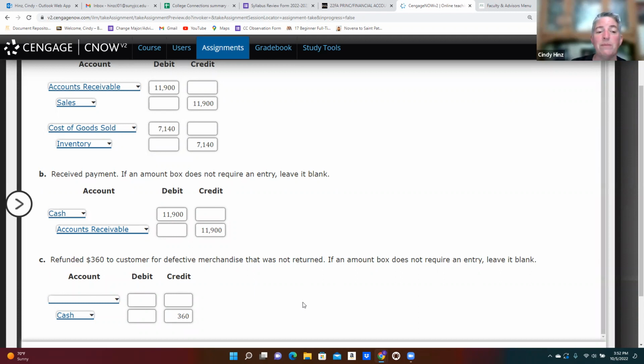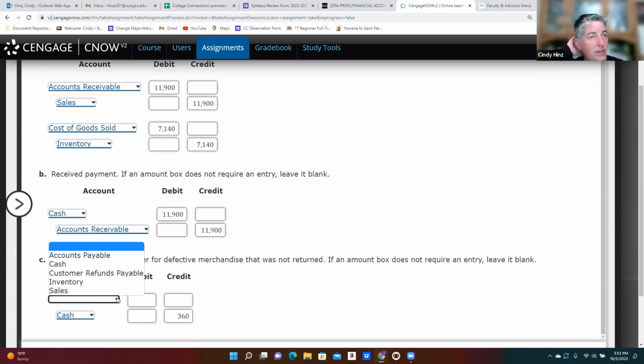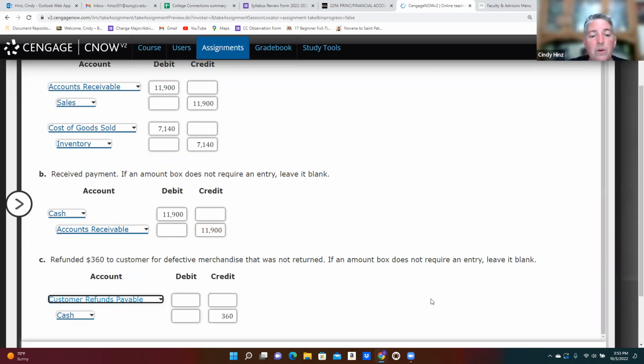If they had not already paid their bill here in Part B, we could just issue them a credit memo and reduce or credit accounts receivable. But because they already paid us, we're going to refund them in cash. We're going to credit cash for that. Remember, we had estimated up front that some of our customers might want a refund. And so we'd estimated this liability called customer refunds payable. And now that we are actually refunding them, we are going to reduce that remaining liability.